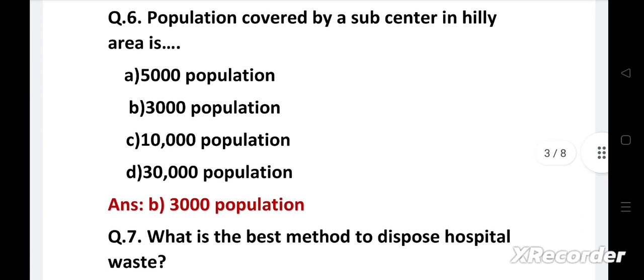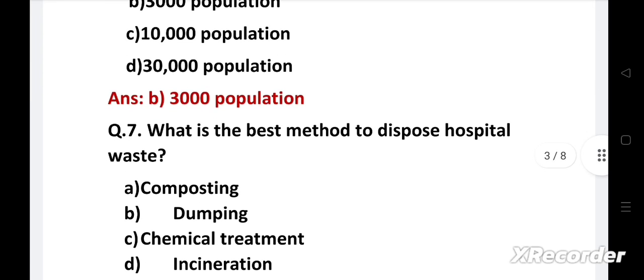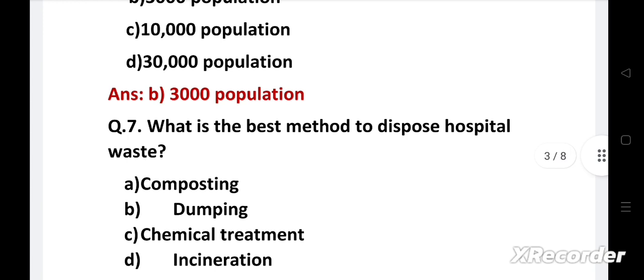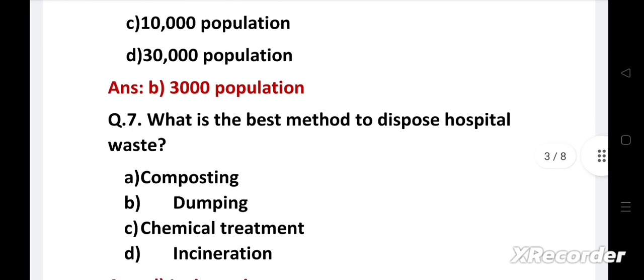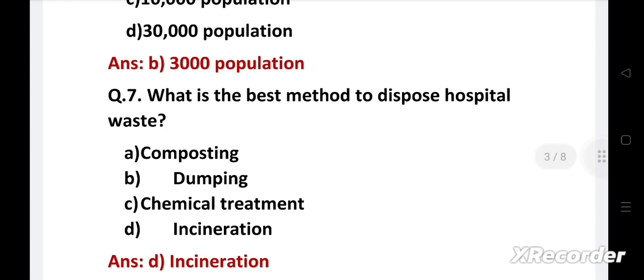Next question is, what is the best method to dispose hospital waste? Option A, composting. B, dumping. C, chemical treatment. D, incineration. Right answer is option D, incineration.